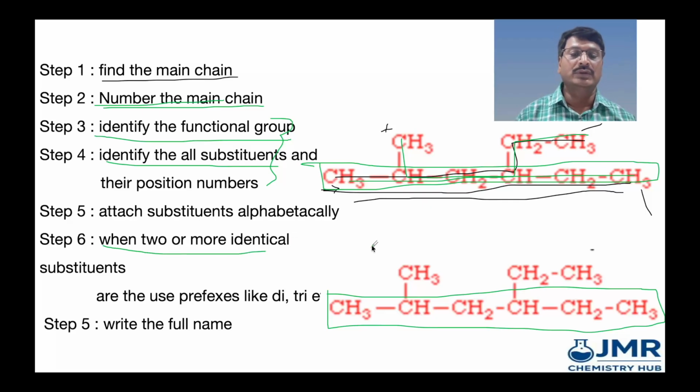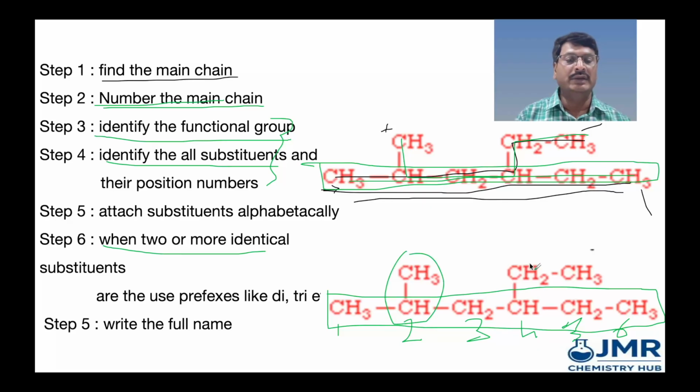So how to give the numbering? When you are giving the numbering, the substituents or functional group will get the least number. For example, if you are numbering from this side, 1, 2, 3, 4, 5, 6, you get 2 and 4. If you number from this side, 1, 2, 3, from this side the substituent is on the second carbon, from the other side it is on the third carbon. So this is the wrong way and this is the correct way to give the numbering. 1, 2, 3, 4, 5, 6.